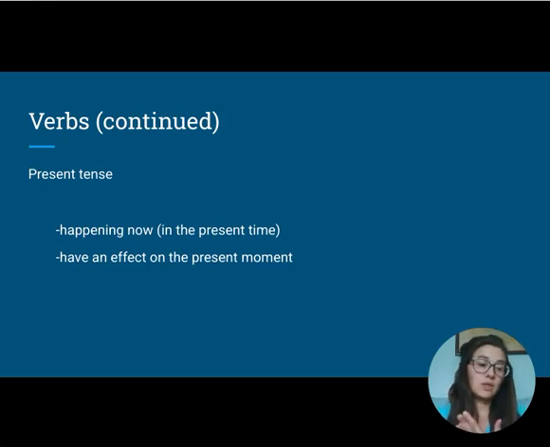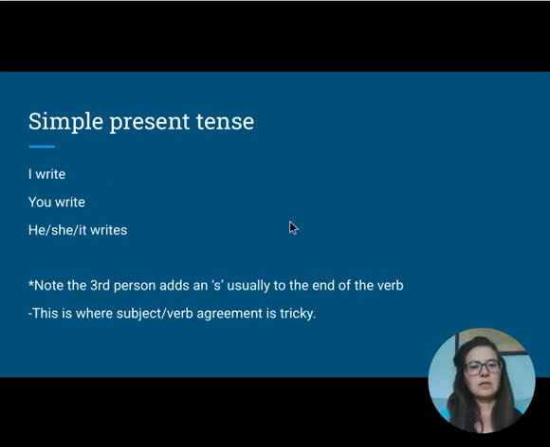Today we're going to continue talking about verbs, and this time the focus is on the present tense. We're going to be talking about verbs, actions or states of being that are happening right now in the present time, or they could be something that has an effect on the present moment, and we'll get to that in a bit because that's slightly different than normal present tense.